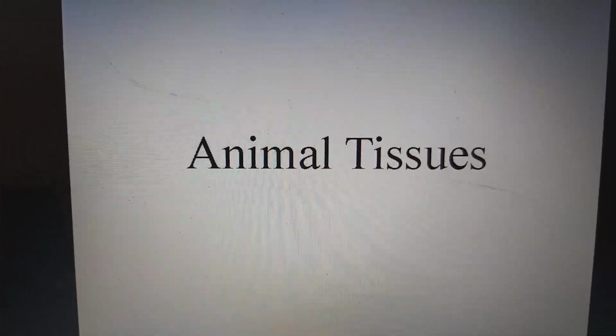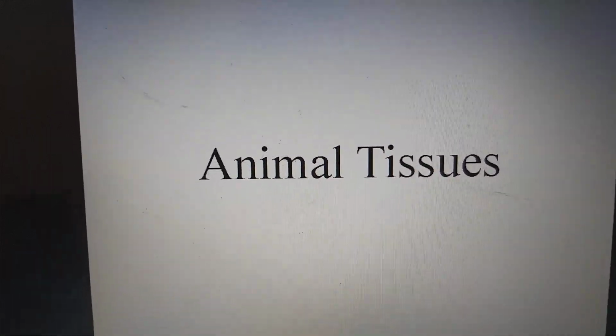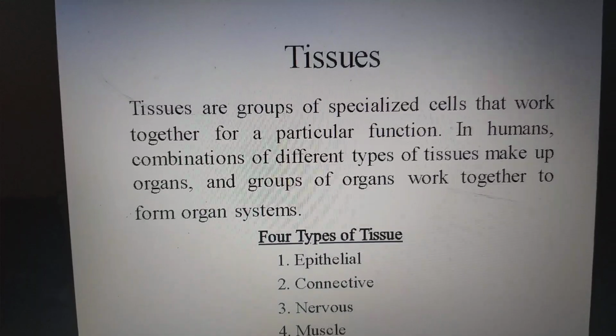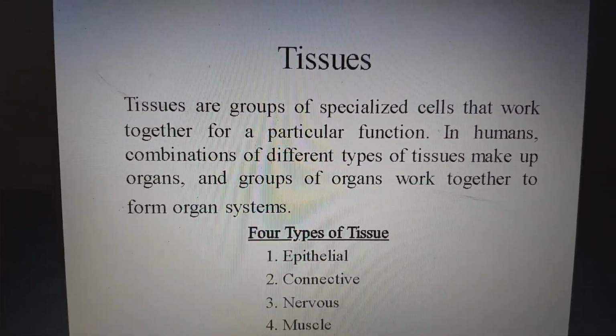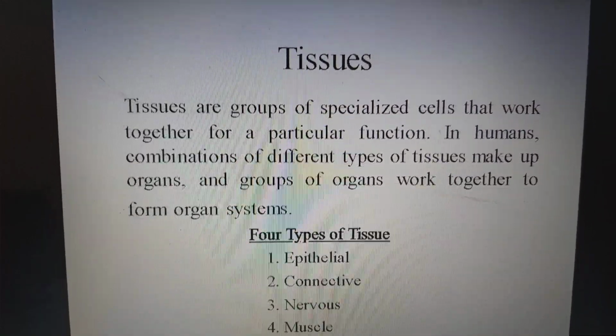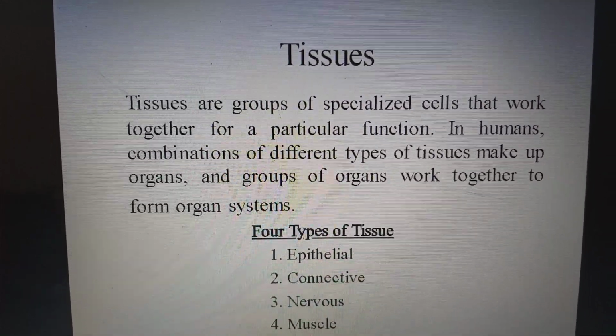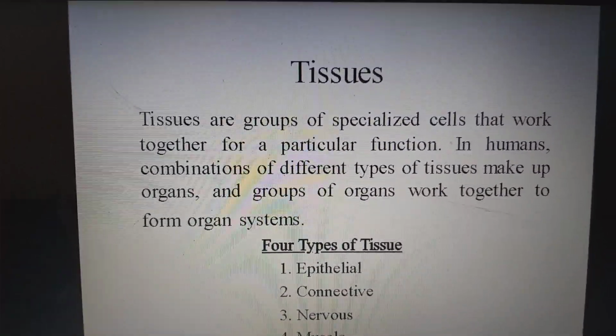Friends, now we are going to see about animal tissues. So, what are the animal tissues? What is a tissue particularly? The tissues are nothing but a group of same type of cells, we call it as tissue. And the study of tissues we call it as histology. So, let's see into the tissues.